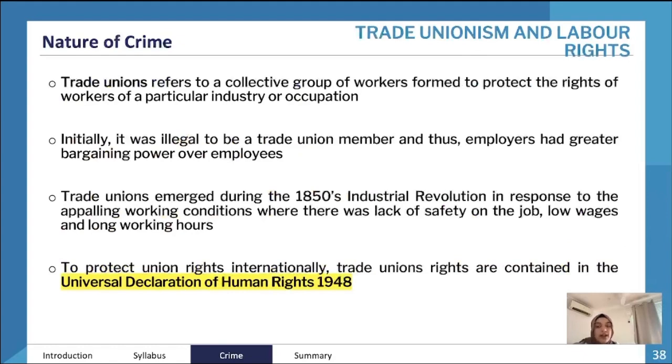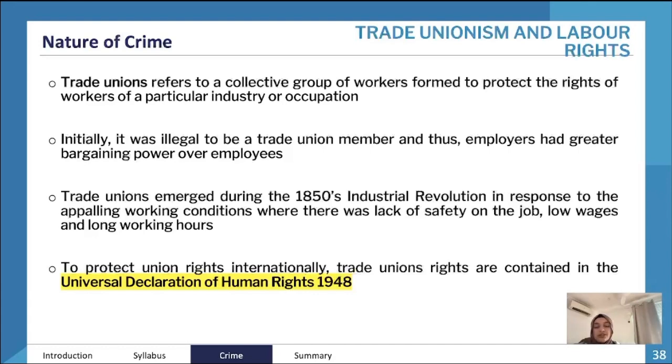Alright, then moving on to trade unionism and labour rights. So trade unions refer to the collective group of workers formed to protect the rights of workers from particular industries or occupations. So initially it was illegal to be a part of a trade union. Oh, how times have changed, right? So now we have trade unions for almost every single industry, I believe.